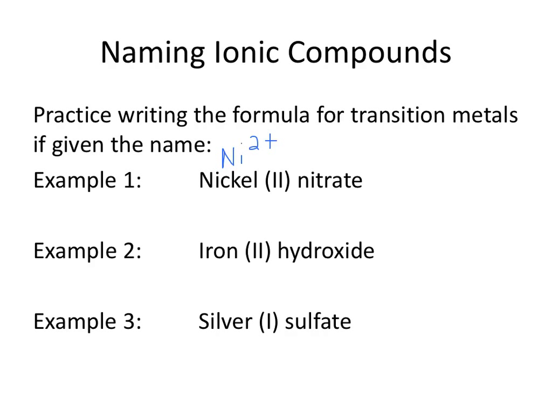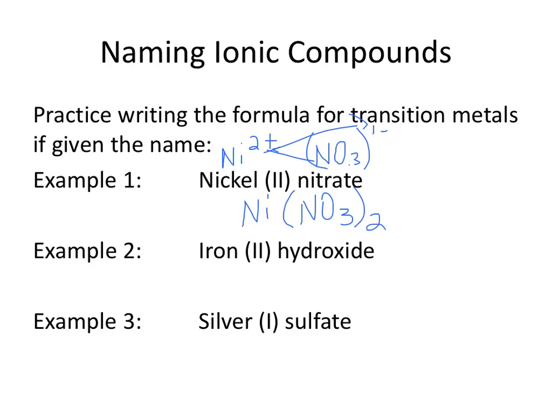And then you could look up nitrate. On the chart, it's NO3. It has a 1 minus charge. So you just crisscross, same as we were doing in the last video. It would be Ni1 from that 1 right there, and then NO3 2. So because there's 2 of them, we've got to put that in parentheses and have a 2 outside of there.